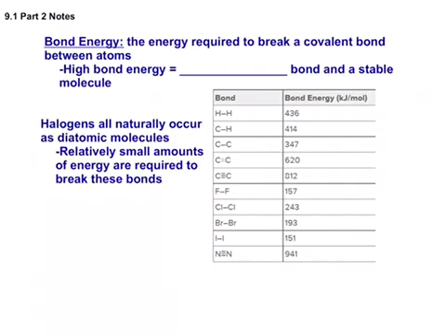The last thing to talk about today is bond energy. This is the energy required to break a covalent bond. High bond energy equals a strong bond and a very stable molecule. Halogens all naturally occur as diatomic molecules. So remember, it's chlorine bonded to chlorine, bromine bonded to bromine. Those are all diatomic molecules. Actually, all of these are diatomic. And these require a relatively small amount of energy to break those bonds.